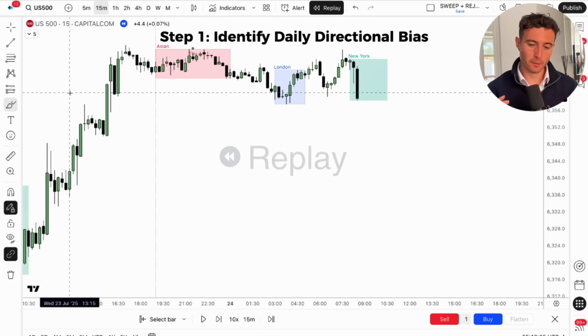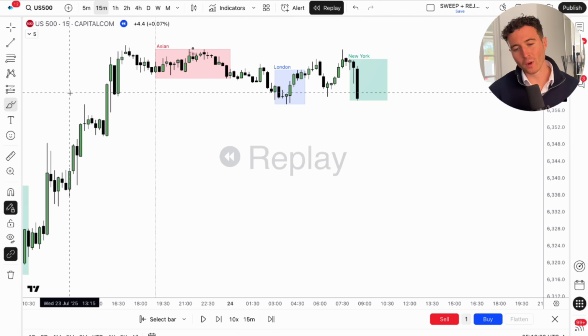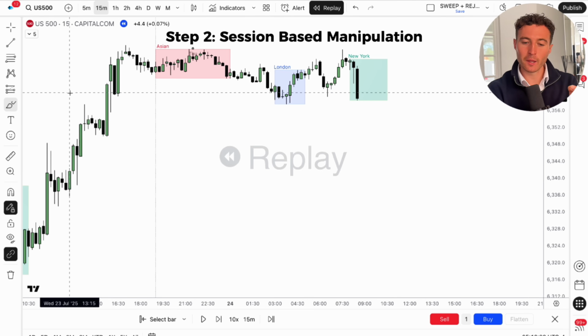Okay, so step number 1 was incredible, but if you don't understand step number 2, there is no way that you will ever be able to time the markets correctly. And so step number 2 is manipulation. In particular, this is session-based manipulation.